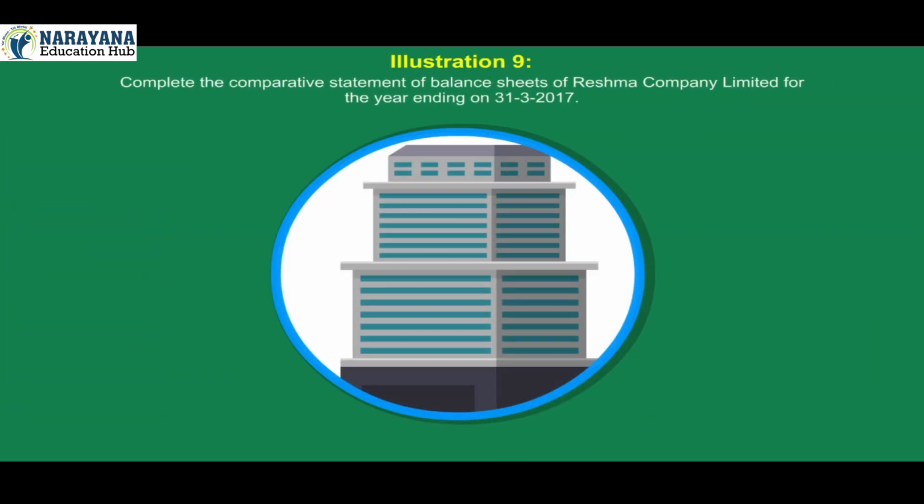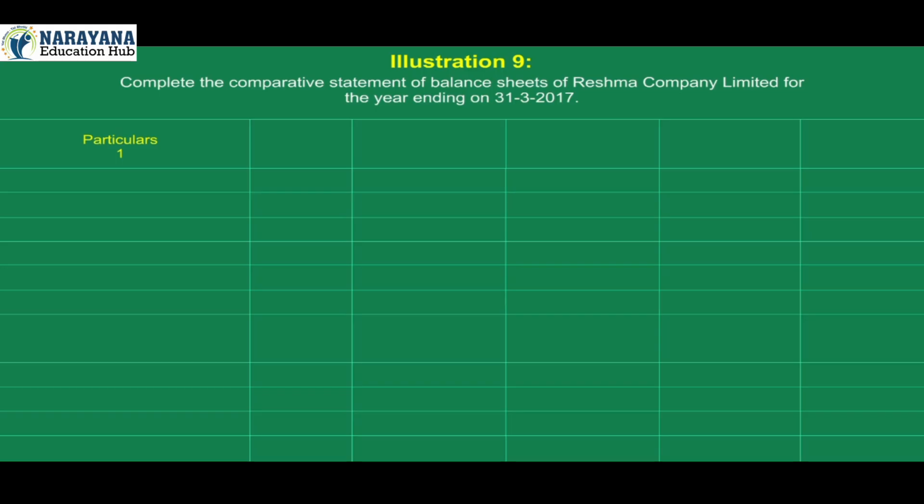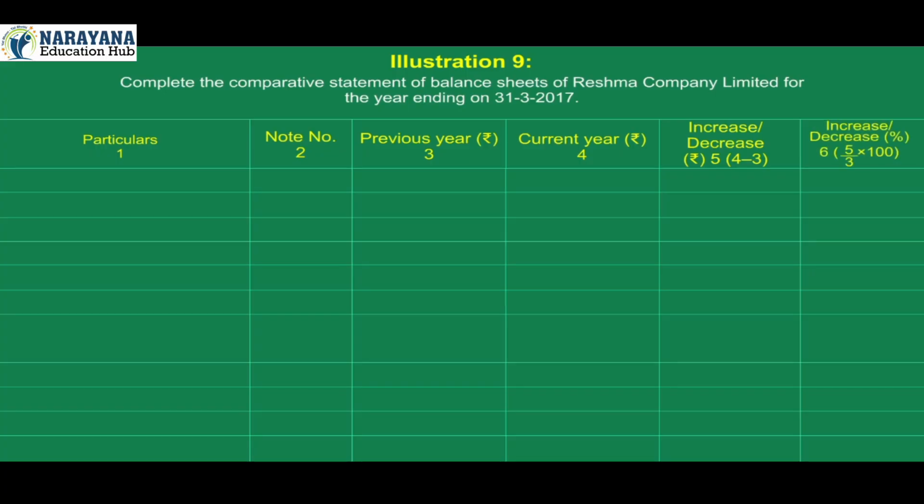Illustration 9. Complete the comparative statement of balance sheets of Reshma Company Limited for the year ending on 31st March 2017. Particulars 1. Note number 2. Previous year 3. Current year 4. Increase or decrease 5. In bracket 4 minus 3. Increase or decrease in percentage 6. In bracket 5 divided by 3 into 100.